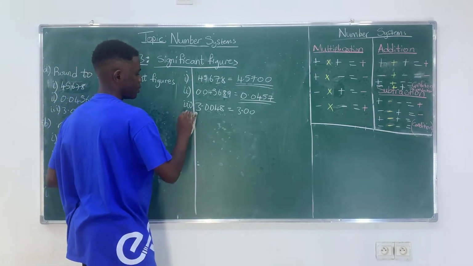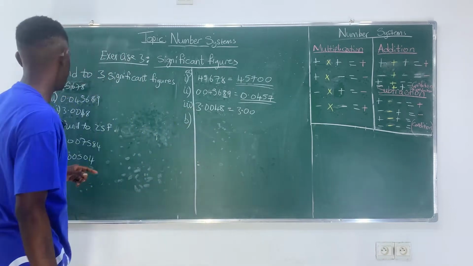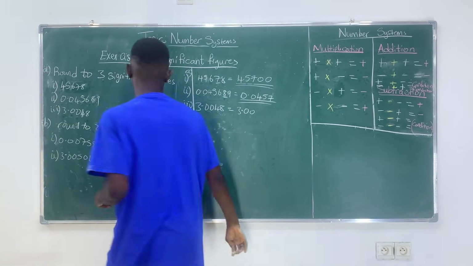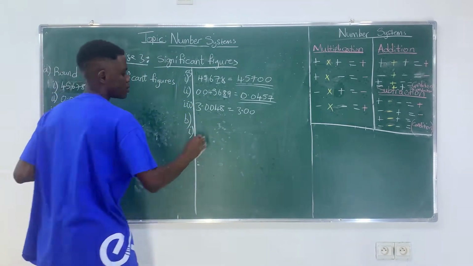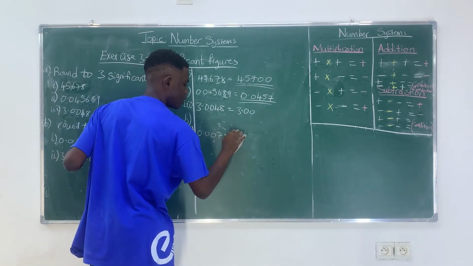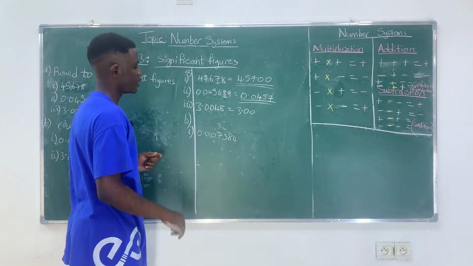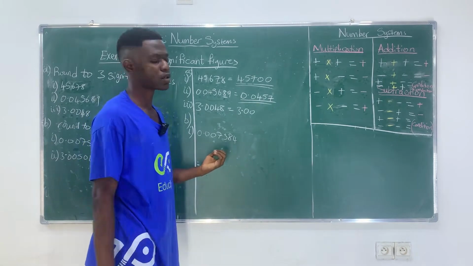That was the A part. The B part says round to 2 significant figures, this and this. So round to 2 significant figures. Roman 1 we have 0.007584. I'm to round this to 2 significant figures.